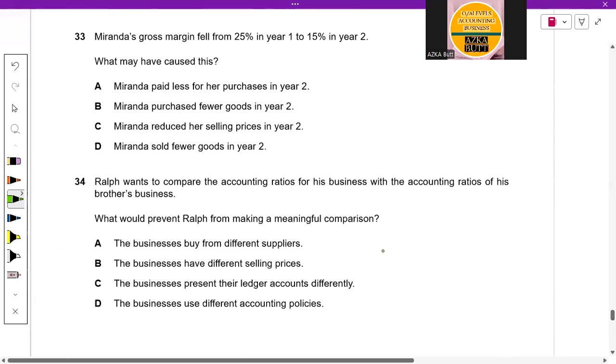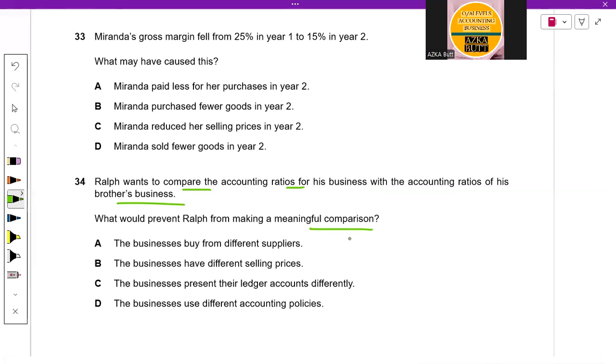Okay. So now let's see question number 34. Ralph wants to compare the accounting ratios of his business with the accounting ratios of his brother's business. So what would prevent Ralph from making a meaningful comparison? Basically, whenever we try to compare our accounting ratios with other businesses, different accounting policies, for example, depreciation methods or inventory valuation methods, can significantly impact the financial figures and ratios. And that's why it makes it difficult to compare the financial performance of two businesses accurately.